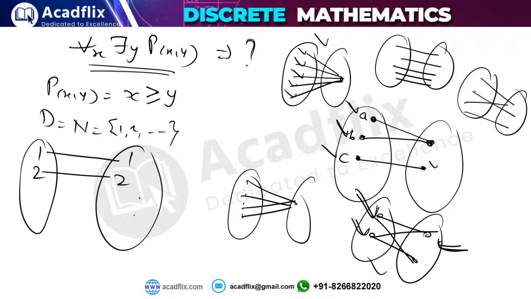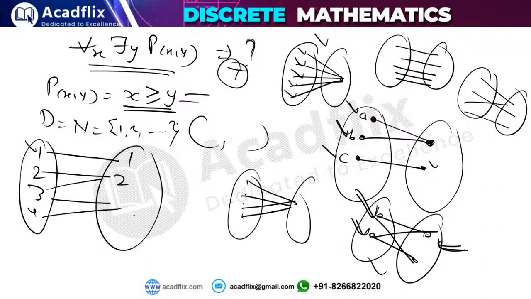Yes, Neha is correct. For everyone there is at least one. So for example, 1 is having 1, 2 is having 2, 3 is having 2, 4 is having 2, 5 is having 2, 6 is having 2, 7 is having 7, 8 is having 8, 9 is having 9, and so on. So everyone has someone. That's why this is true.